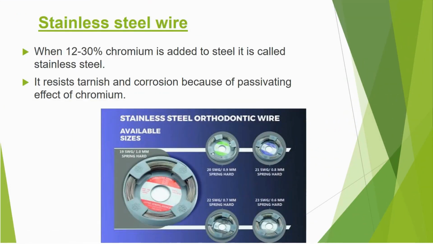Stainless steel wire. When 12 to 30% chromium is added to steel, it is called stainless steel. It resists tarnish and corrosion because of the passivating effect of chromium.